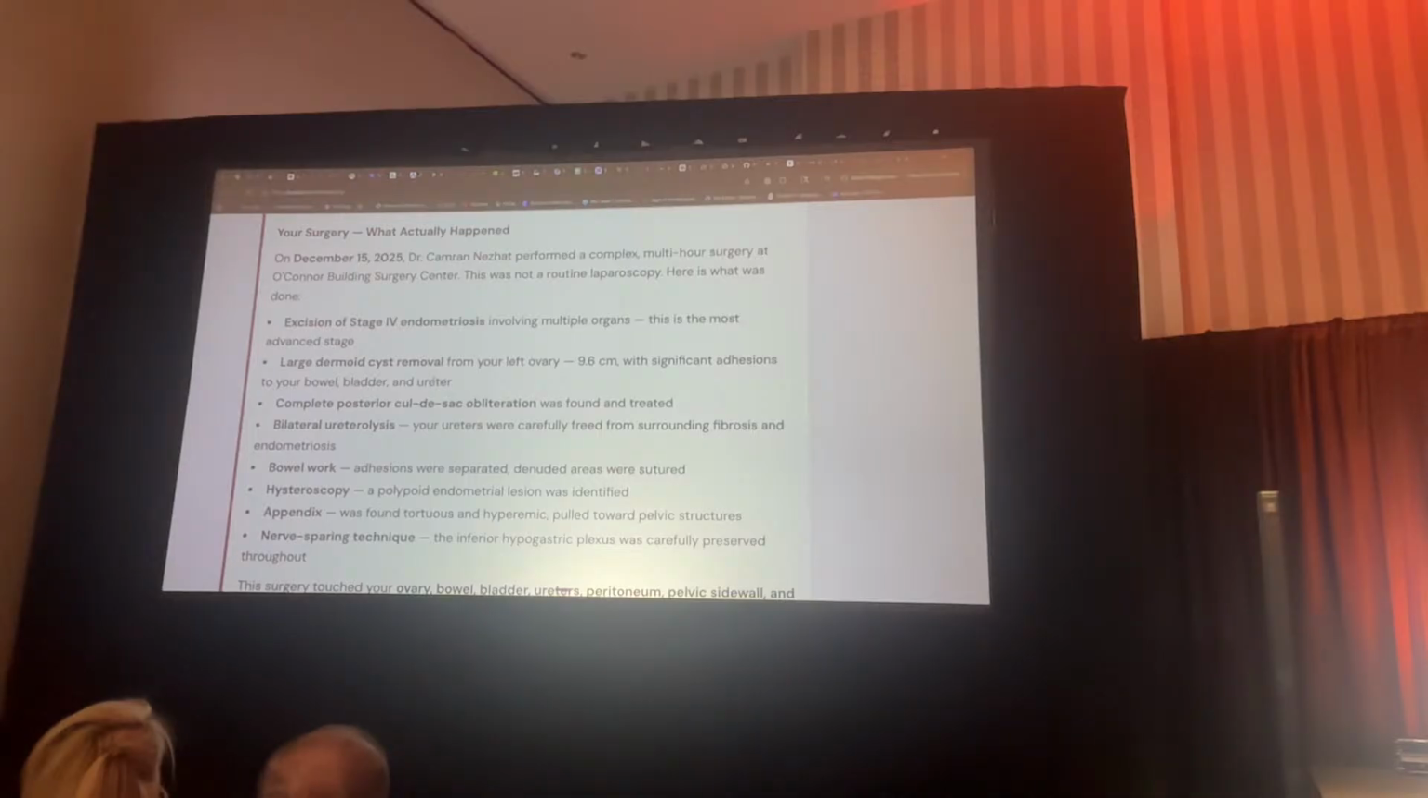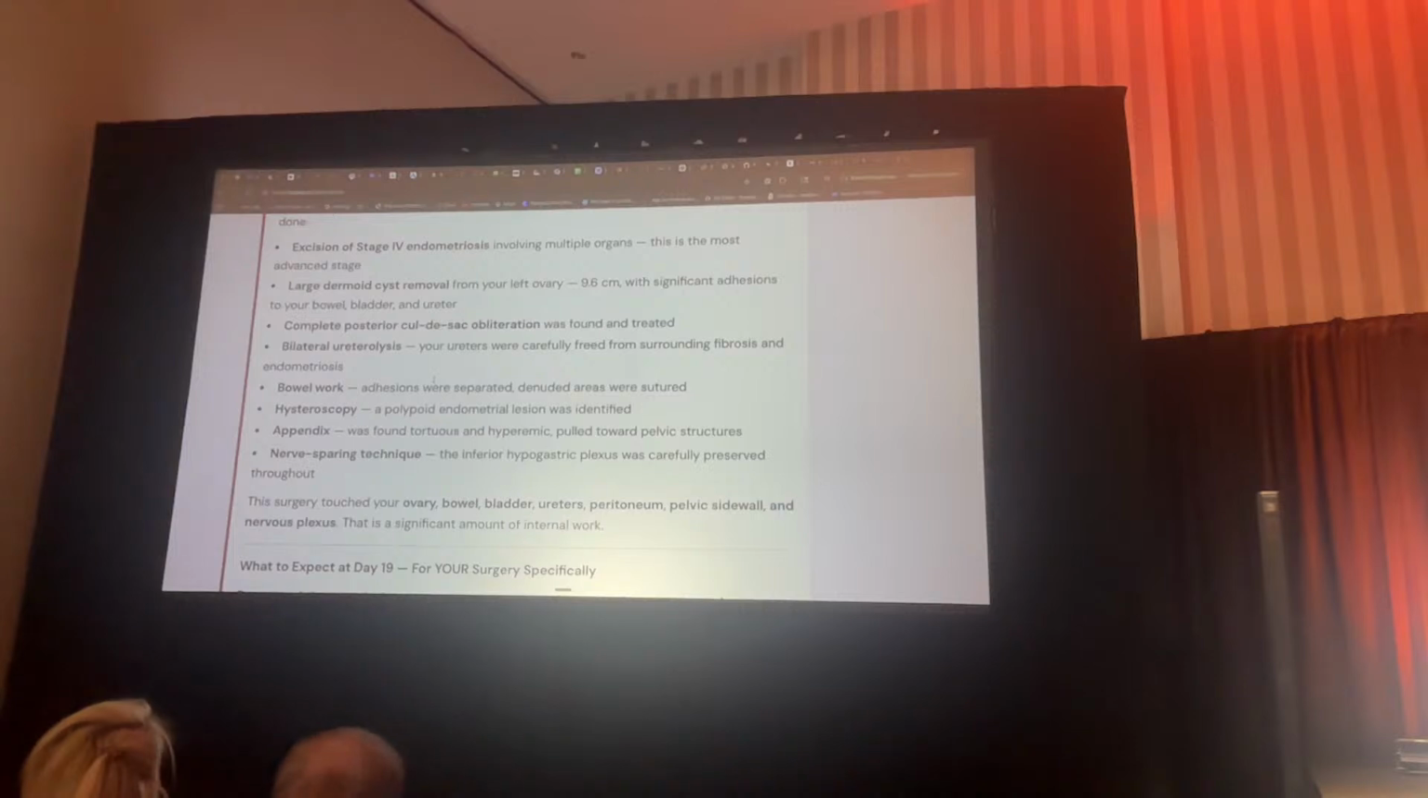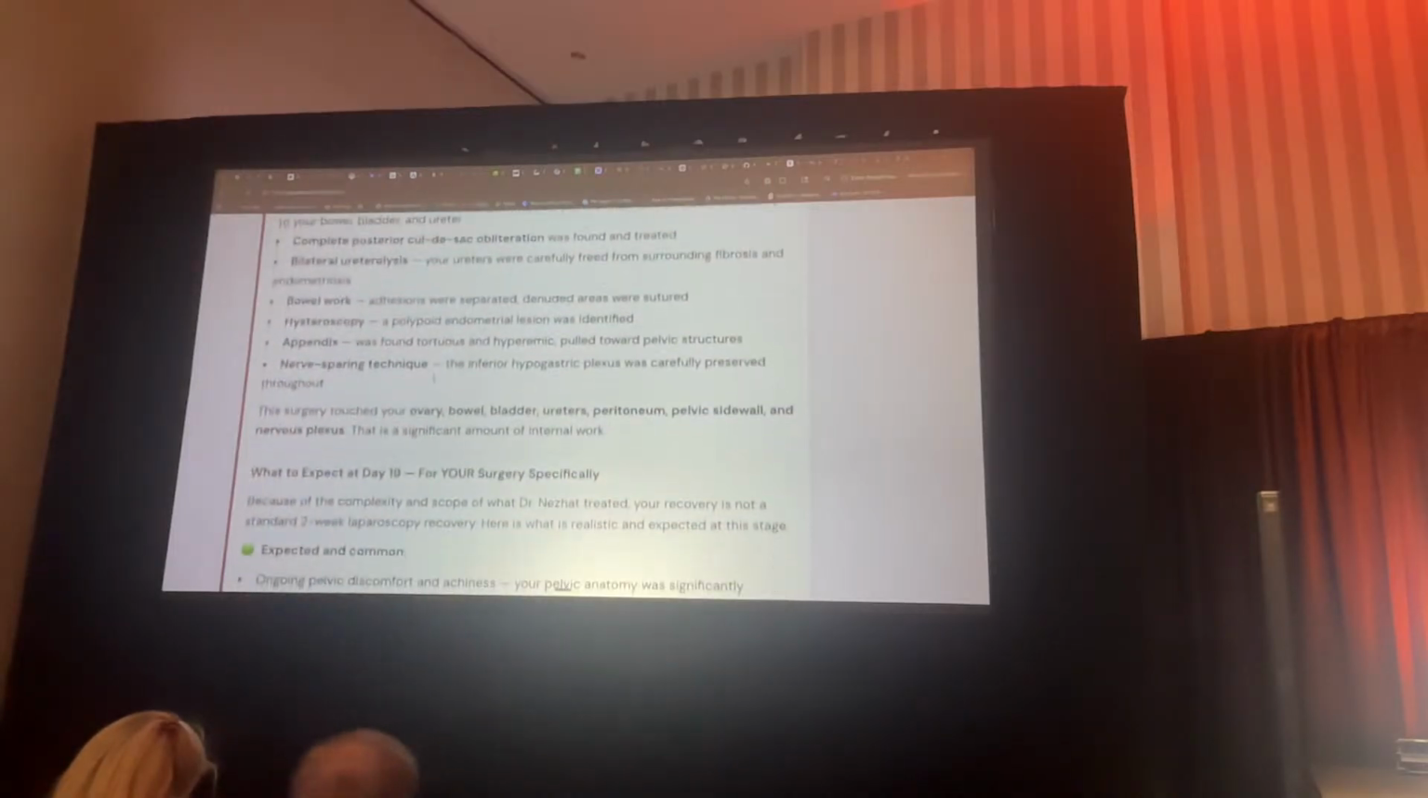Excision of stage 4 endometriosis involving multiple organs. This is the most advanced stage. Large dermoid cyst removal from your left ovary, 9.6 centimeters, with significant adhesions to your bowel, bladder, and ureter. Complete posterior cul-de-sac obliteration was found and treated. Bilateral ureterolysis. Your ureters were carefully freed from surrounding fibrosis and endometriosis. Bowel work. Adhesions were separated, denuded areas were sutured.